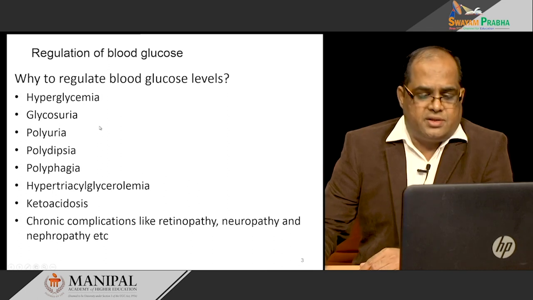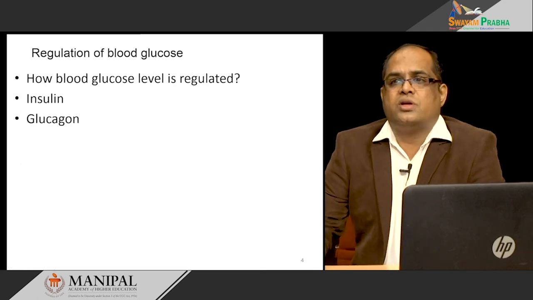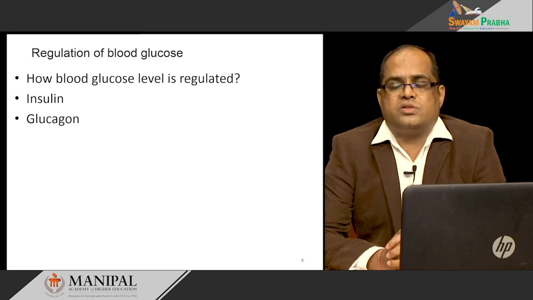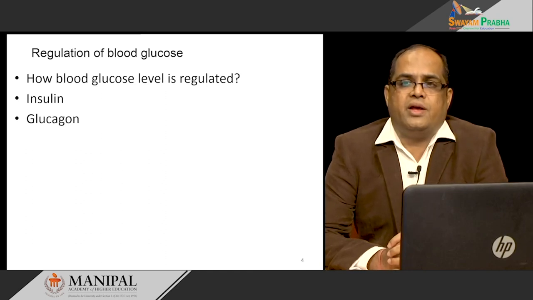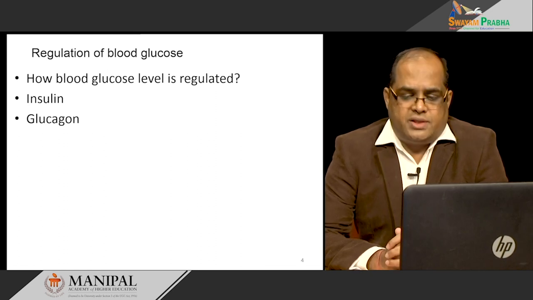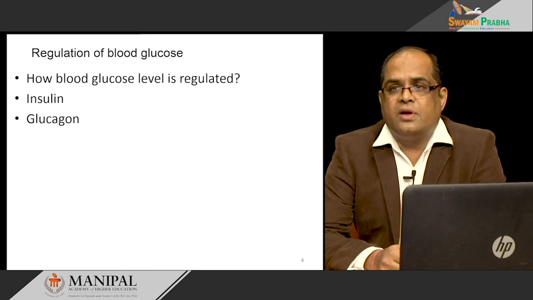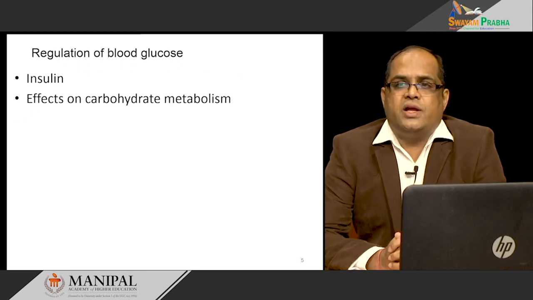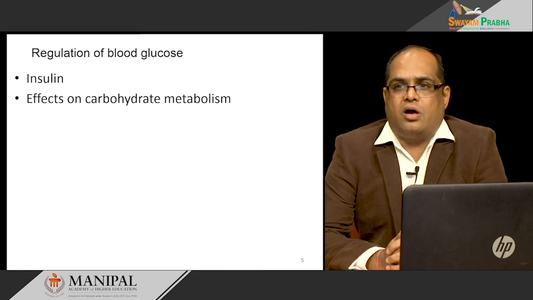Normally, this is done by two hormones, that is insulin and glucagon. These two hormones play a very important role in maintaining our blood glucose level. So we will see how these act. First we will look into insulin. Insulin is a hypoglycemic hormone.